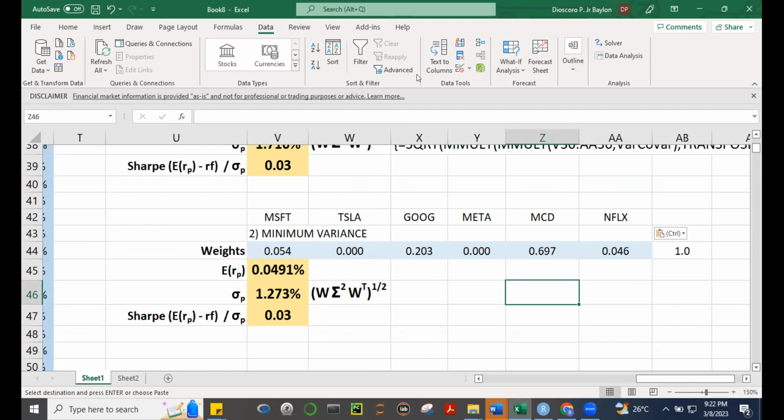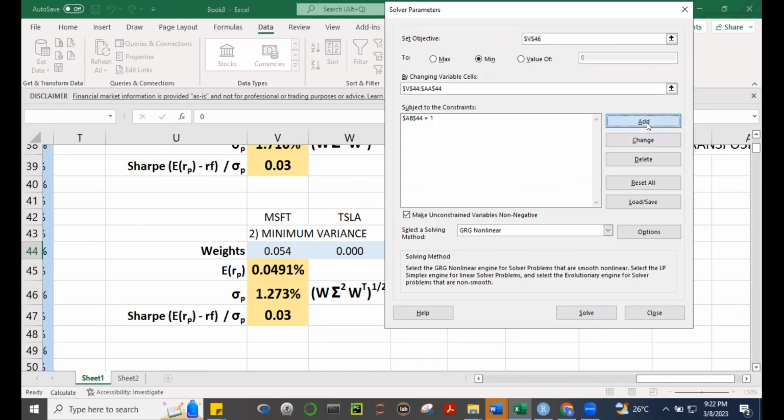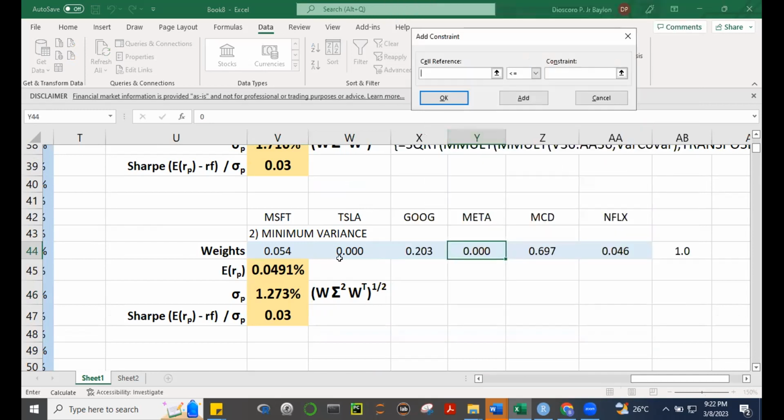Yes, sir. Okay. In fact, you can modify this. Look, Tesla is 0, Meta is 0. Okay, let's go back to the solver. We can impose in the solver, we can add, that our weights should be greater than or equal to, for example, let's put a floor so that none goes below 5%. So all assets should be present. Okay? So we can impose this, that your weights should be greater than 5%.